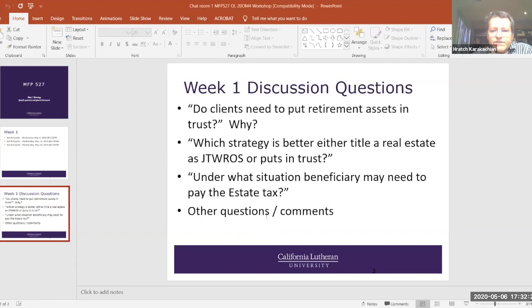So here's some of the questions that Jade posed earlier. Let's get started with these discussions. Do clients need to put retirement assets in trust? And let me, since you posted these questions, Jade, let me pick on you a little bit. Maybe you can expand on this question and we can put it in context and provide some background. In terms of retirement assets, what are you thinking about? Like 401k accounts and IRAs, and legacy pension plans and everything. Yes.